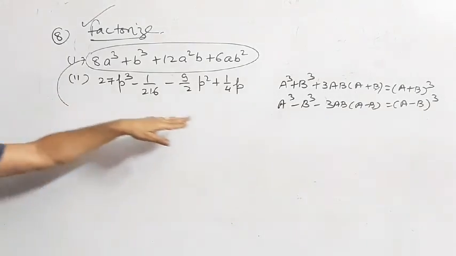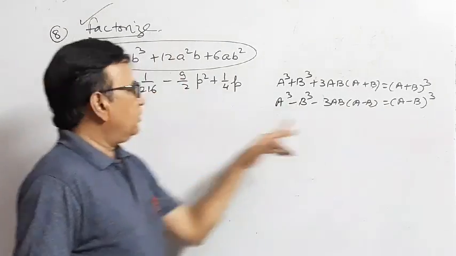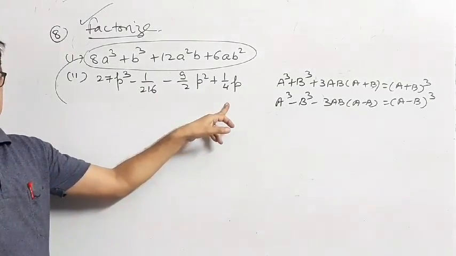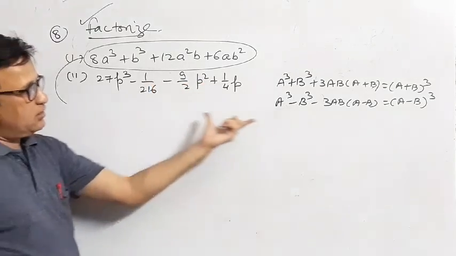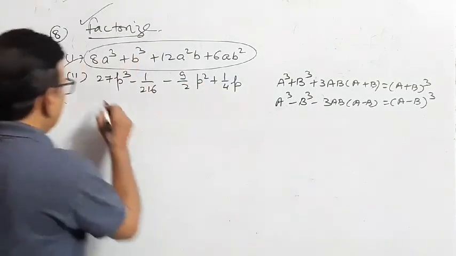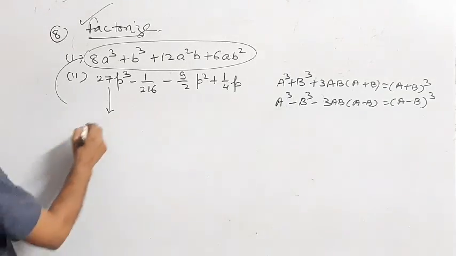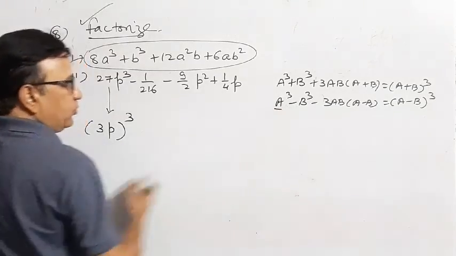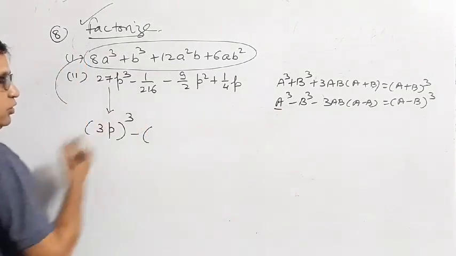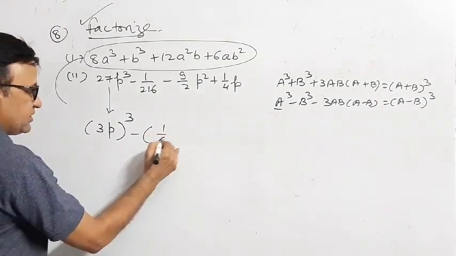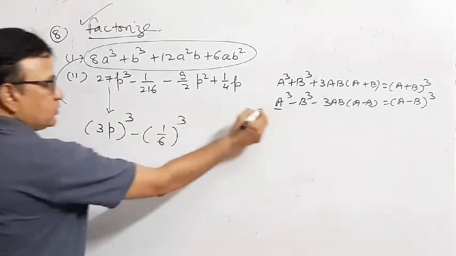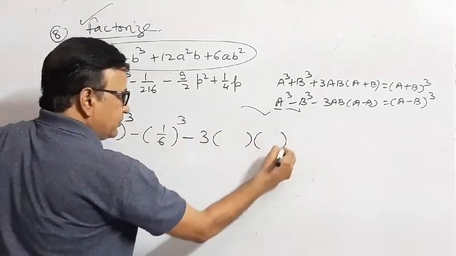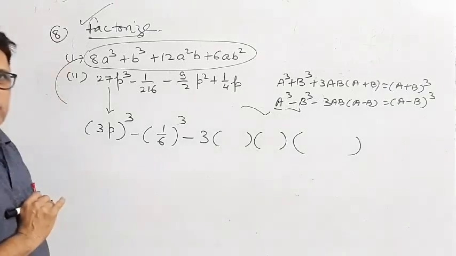Now see the (a minus b) whole cube. Here a cube minus b cube minus 3a square b and 3ab square. Just write it in the format of the identity. So 27 is the cube of 3. So we write here (3p) whole cube, a cube. Clear? Then b, 216 is the cube of 6, b cube. So a cube, b cube minus 3. Just write the bracket (a minus b) and a. That's all. Now fill up the bracket.